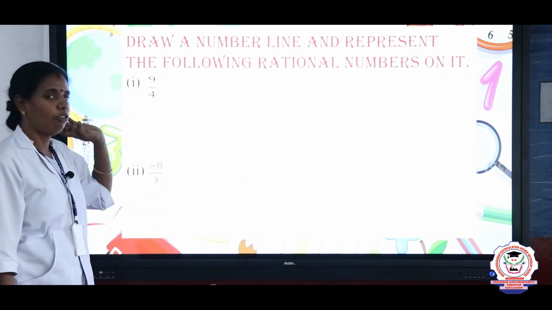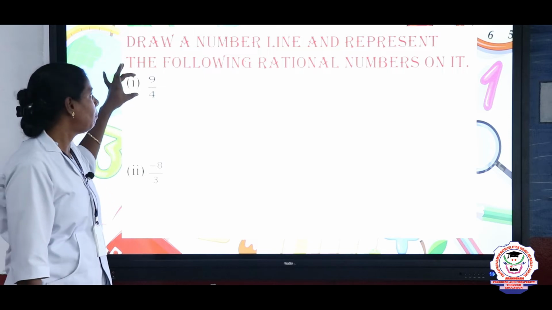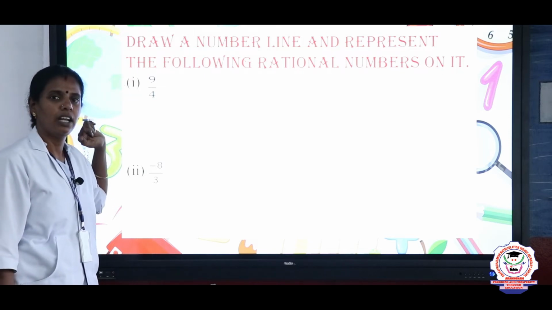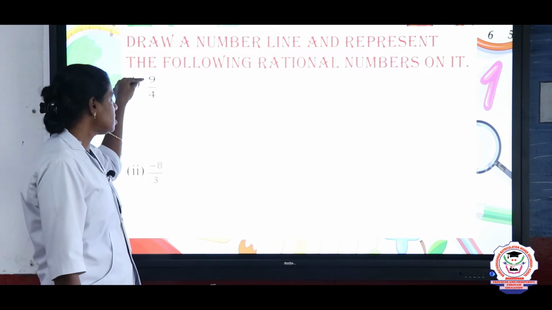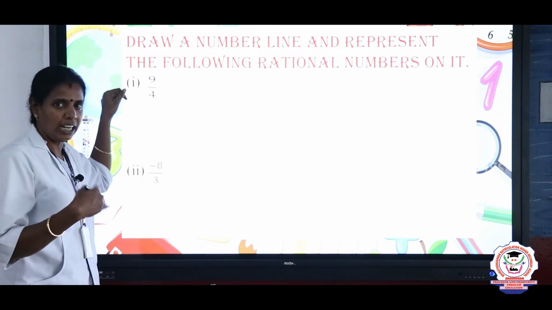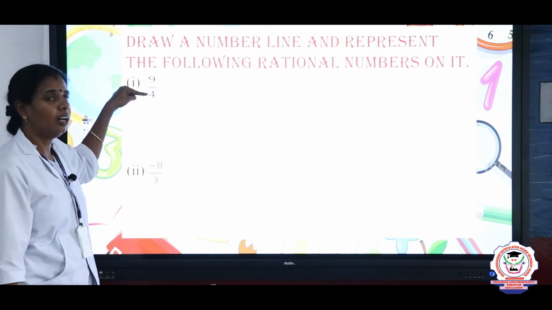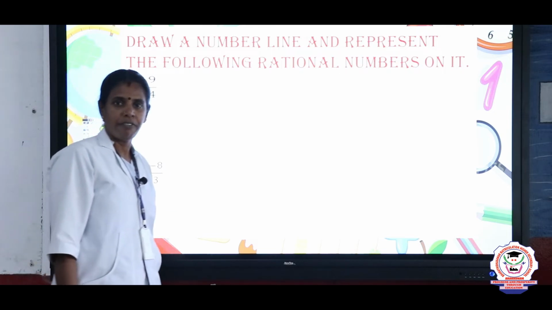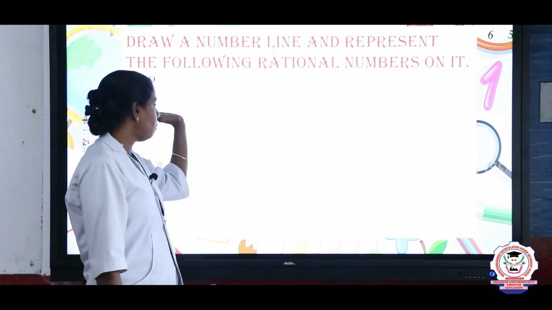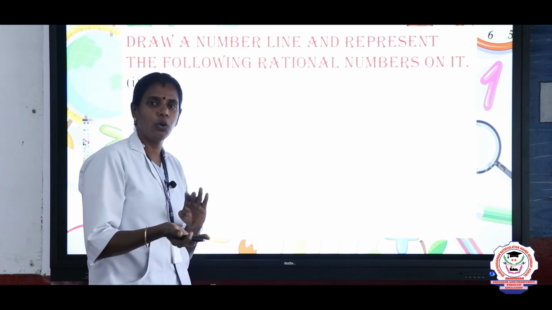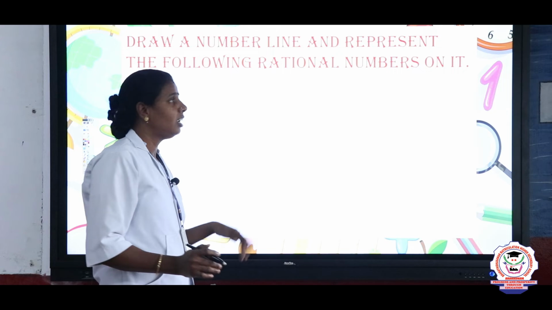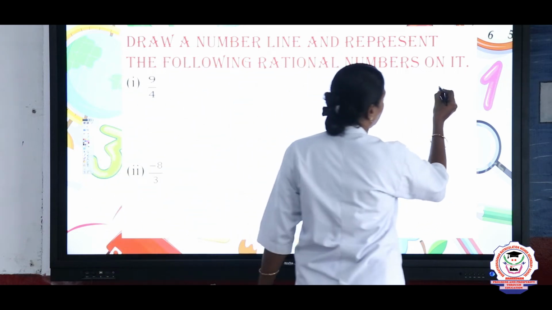See 9 by 4. Is 9 by 4 a proper or improper fraction? A proper fraction is one where the numerator is always less than the denominator. When the numerator is greater than the denominator, it is an improper fraction. So, this improper fraction we are going to convert into a mixed fraction. So, 9 by 4 is the question.